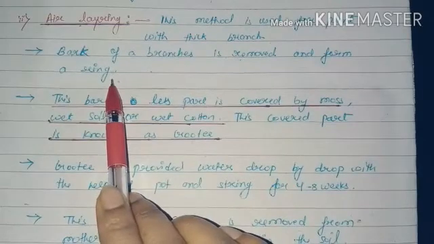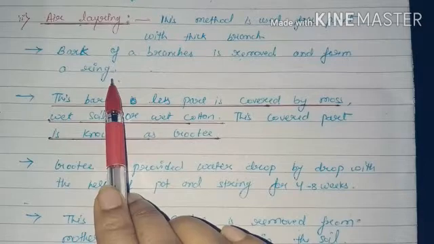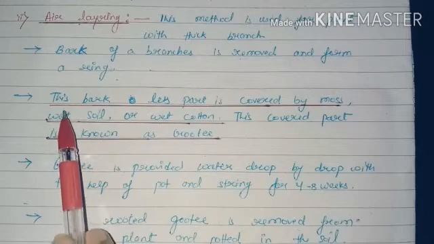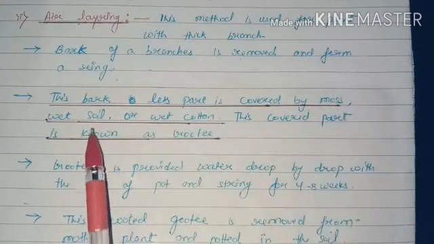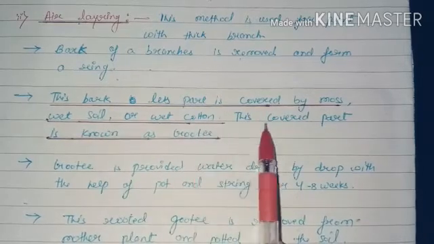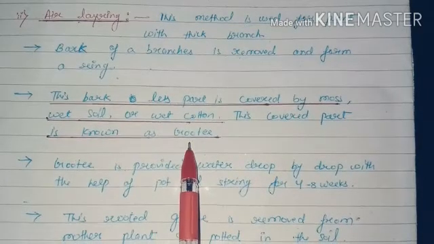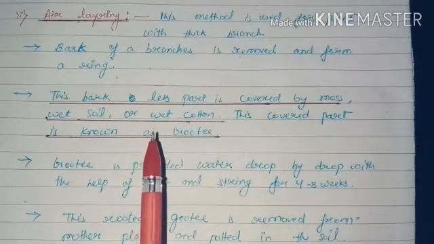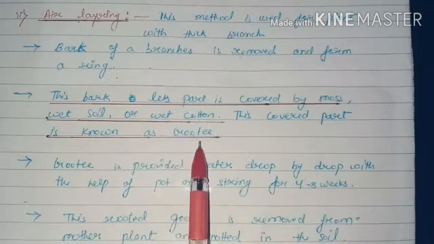From the thick branches, on any of the thick branches we will remove the bark and form a ring-like structure. I will show you in a diagram. Next point, this bark-less part is covered by moss, wet soil or wet cotton. This covered part is known as gutti. Where we remove the bark, on that place we will cover with moss, wet cotton or soil, and that covered part is known as gutti.